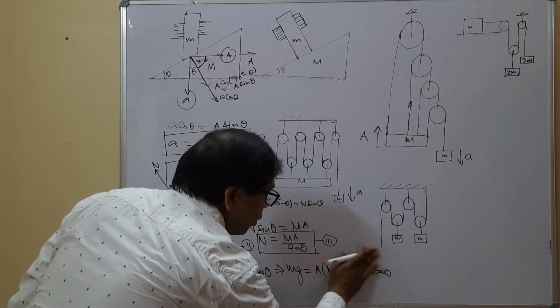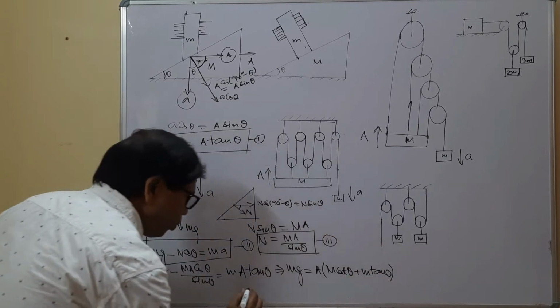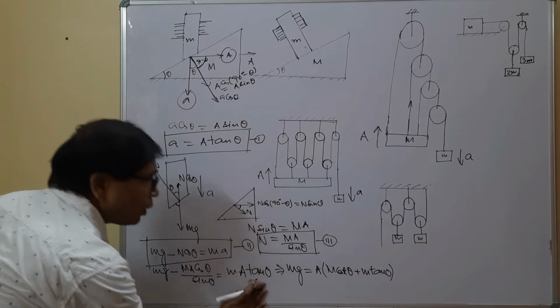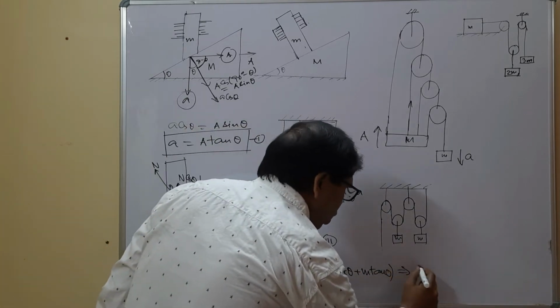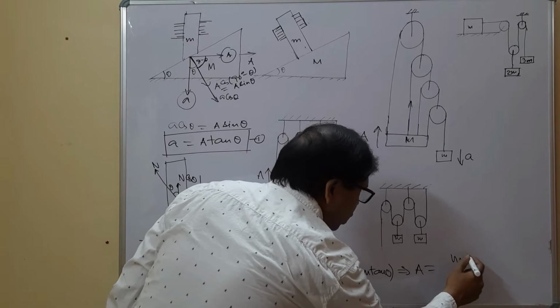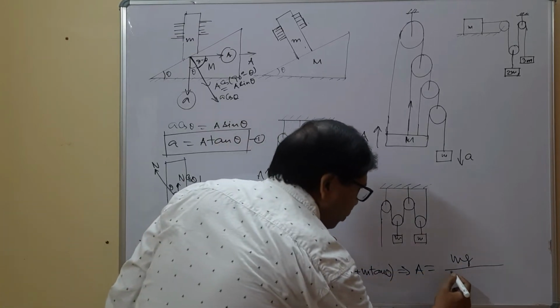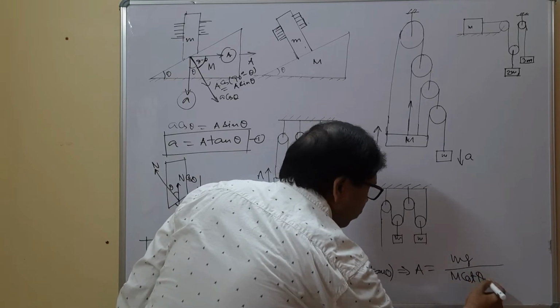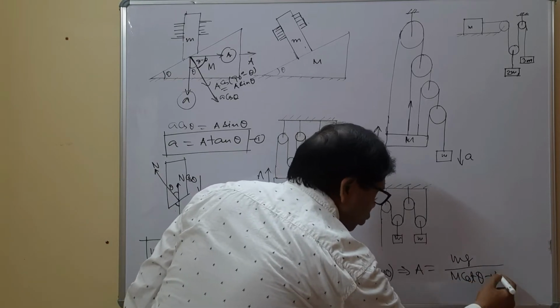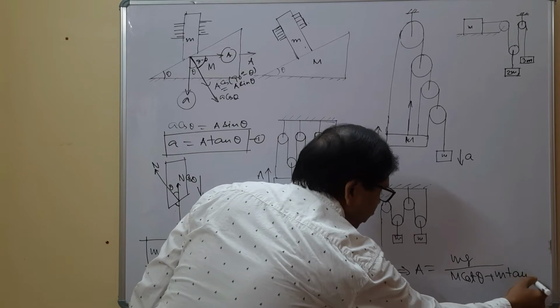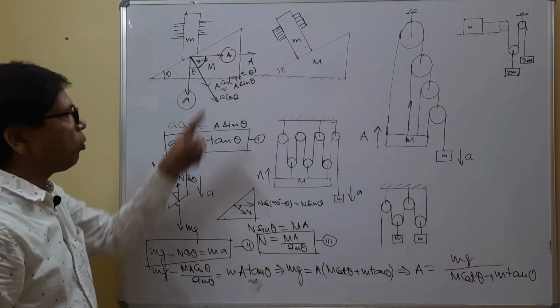Small m tan theta. Therefore, a is equal to mg divided by (m cot theta plus capital M cot theta plus small m tan theta). Okay, understand? This is the acceleration of the wedge.